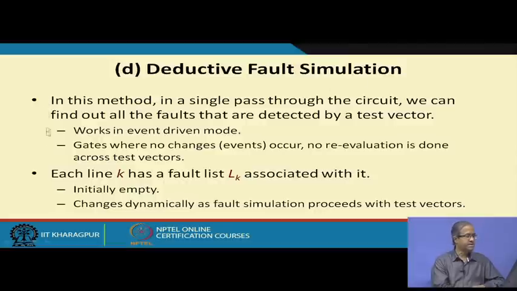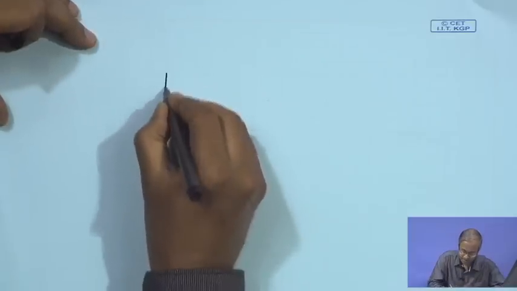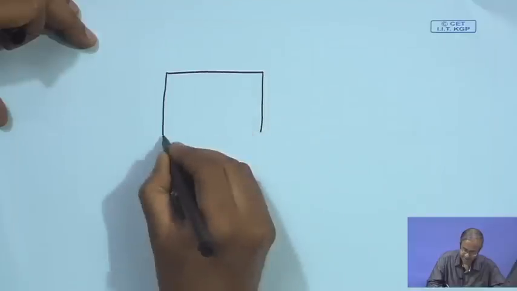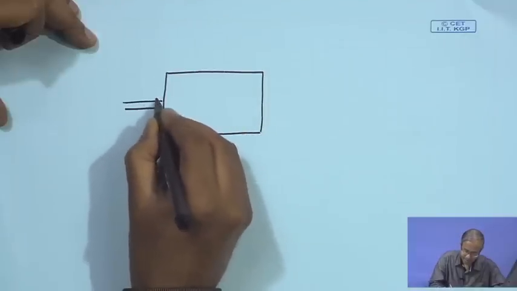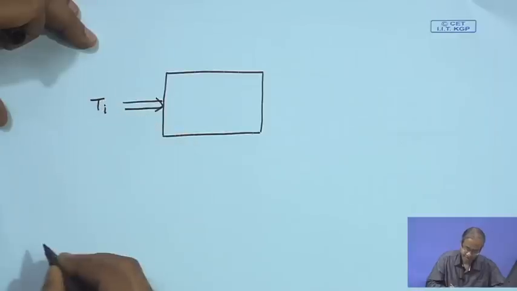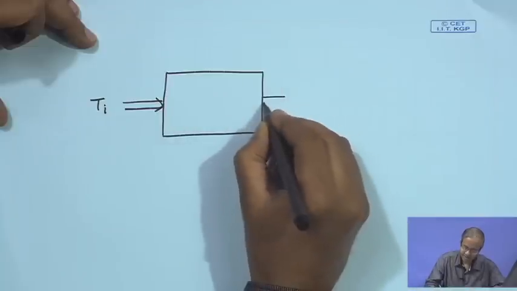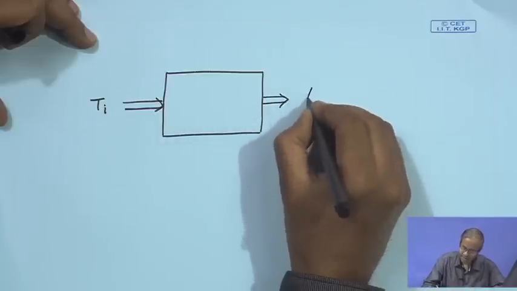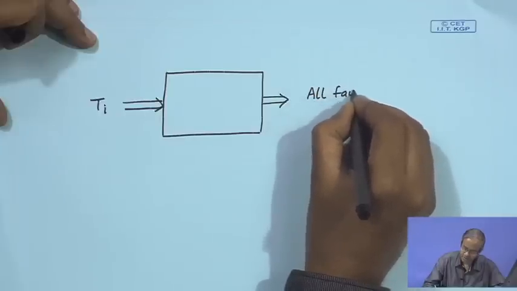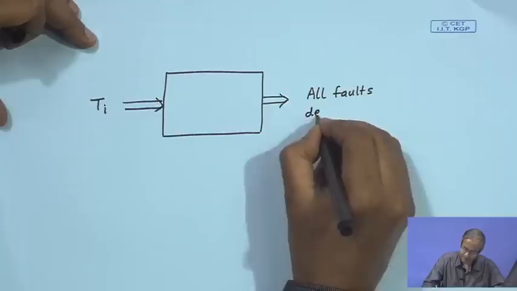Now, these methods have very interesting characteristics. They say that we make a single pass through the circuit, and in that single pass we find out all the faults that are detected by a test vector, which means it is something like this. Let us say I have a given circuit, I apply a particular test vector, let us say T i. I scan the gates in the circuit in just one pass, I evaluate the output, and I can immediately determine all faults detected by T i.